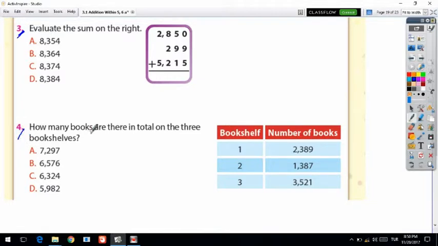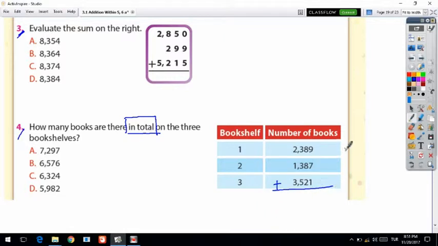Okay, let's look at question 4. How many books are there in total? In total shows you addition, right? There are 3 bookshelves. The first one has 2000, the second one 1000, and the third one 3000. So in total shows you addition. Now let's add them to get the number.